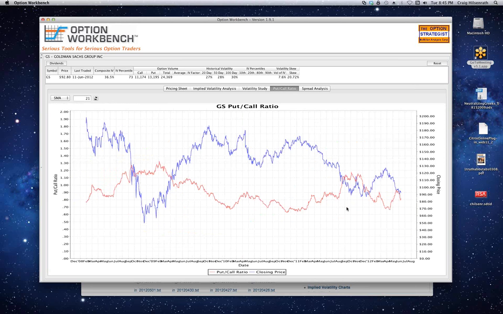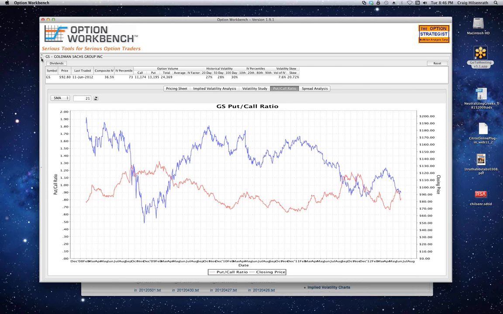We also have the put-call ratio chart. This is the not weighted, the standard put-call ratio. I don't really use that too much, but the data is there, so it's presented. And now we can get into one more.